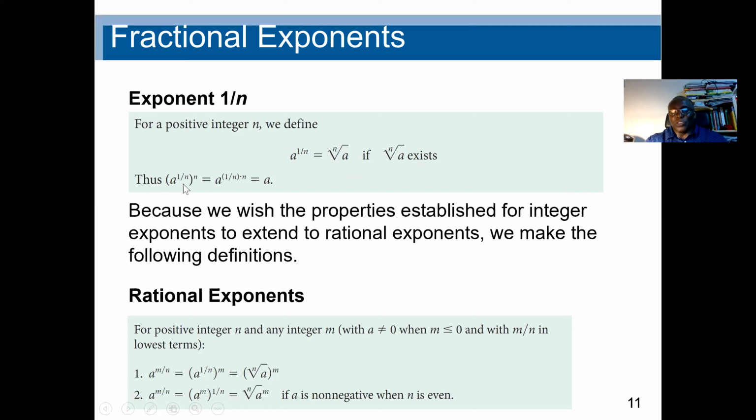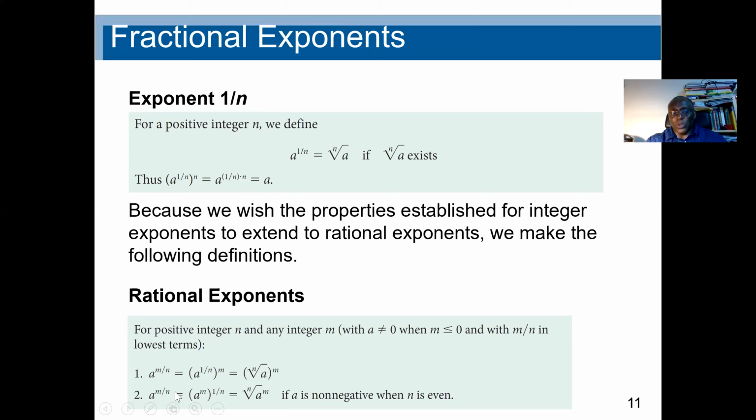And we saw the rule of exponents. So I have a raised to the power 1 over n, raised to n again. So 1 over n times n will give me 1. They will cancel each other. So it's a.